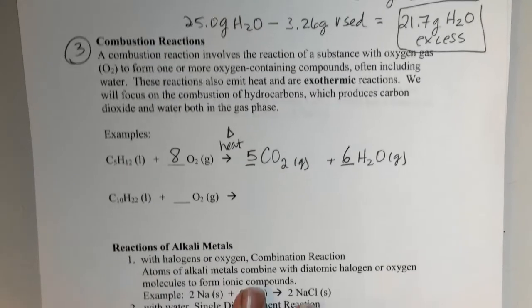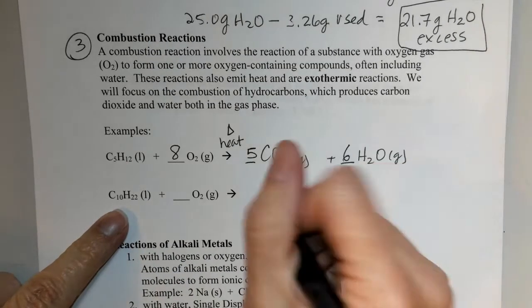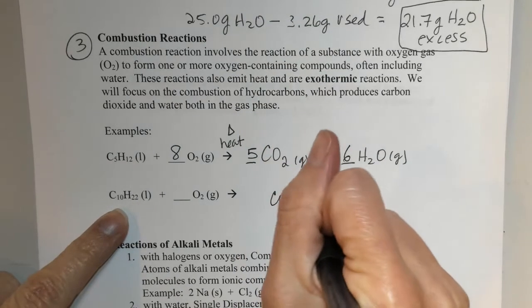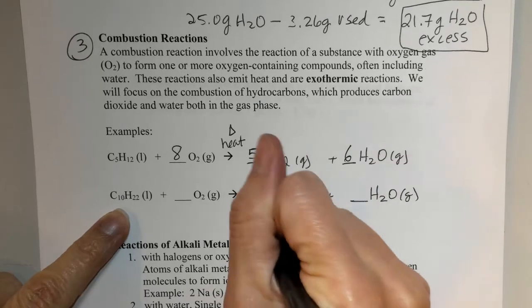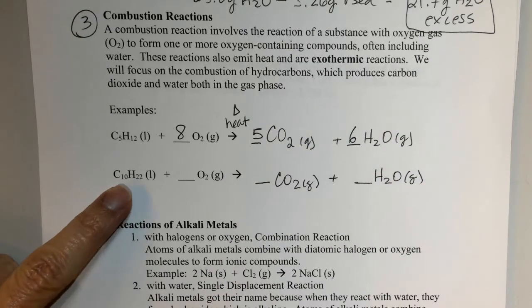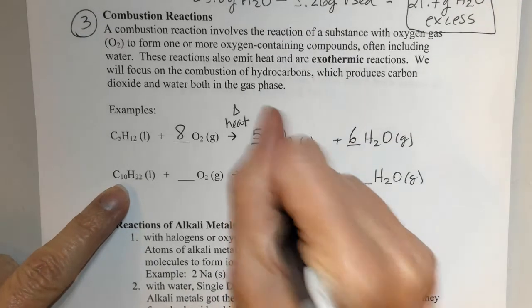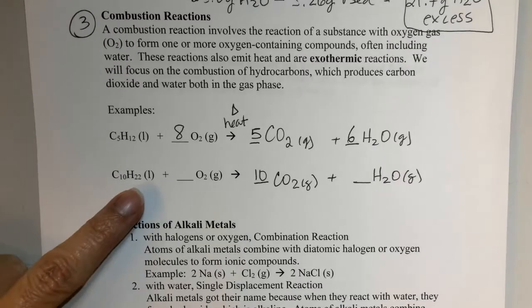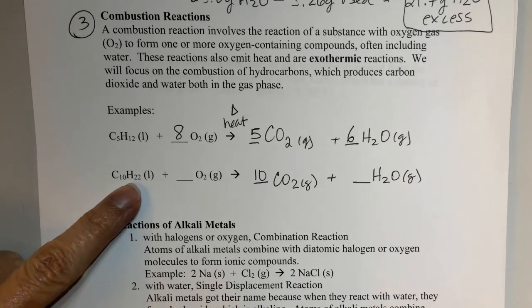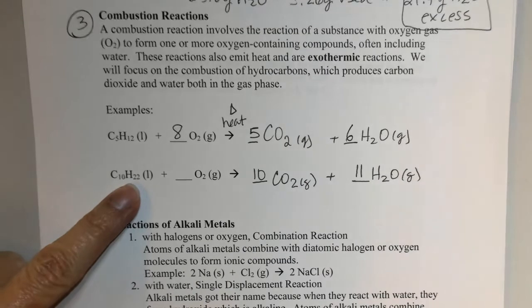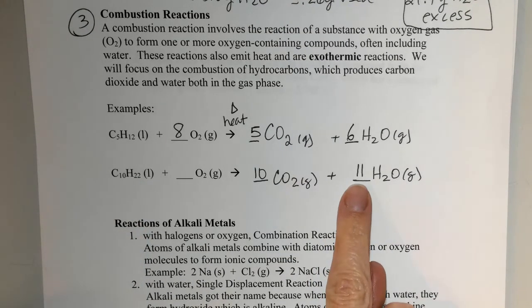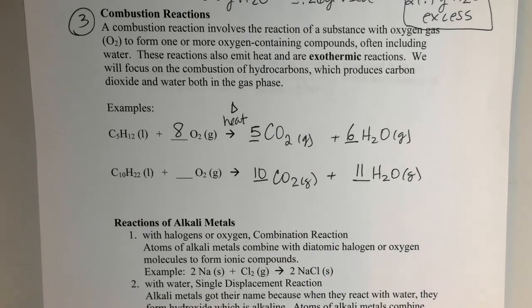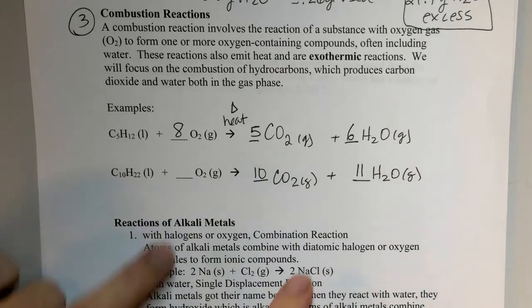In the next one, I've got C10H22. So again, we're going to make carbon dioxide and H2O in the gas phase. When I look at my carbon first, I've got 10 in the hydrocarbon, so 10 goes right in front of CO2 on the product side. 22 hydrogens, divide that by 2, means 11 in front of the water. Now, whenever you have an odd number of waters, you're going to have an odd number of oxygens. So there are 2 ways to go about balancing this.